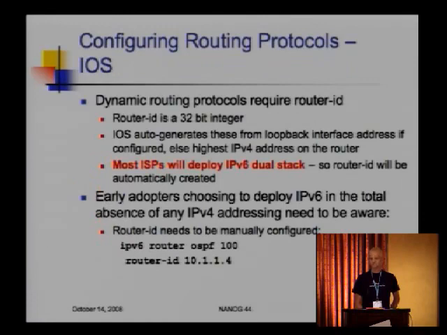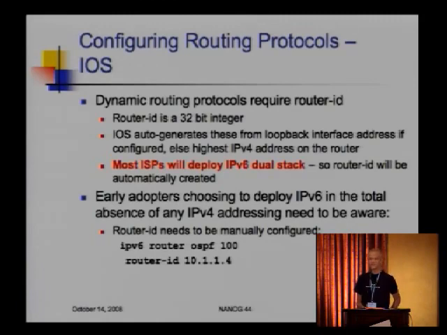Configuring it in IOS, well, this won't be any surprise to those of you who use this operating system. Dynamic routing protocols require a router ID. Router ID is a 32-bit integer which uniquely identifies the router on the network. IOS will automatically generate this from the loopback interface if one is configured. Otherwise, it just picks the highest IPv4 address on the box at the time the routing protocol is started. Most ISPs are going to deploy IPv6 dual stack, so they're going to add IPv6 on top of an existing v4 network. They're not going to say, I'm going to be the world's first IPv6-only ISP, at least not yet. Certainly it was interesting a few years ago when people were heading off down that path. They ran into the whole issue of, well, routing protocols all beautifully configured, but no router ID, so nothing actually worked. These days, most people I know are deploying dual stack, so you're going to have your router ID there anyway.